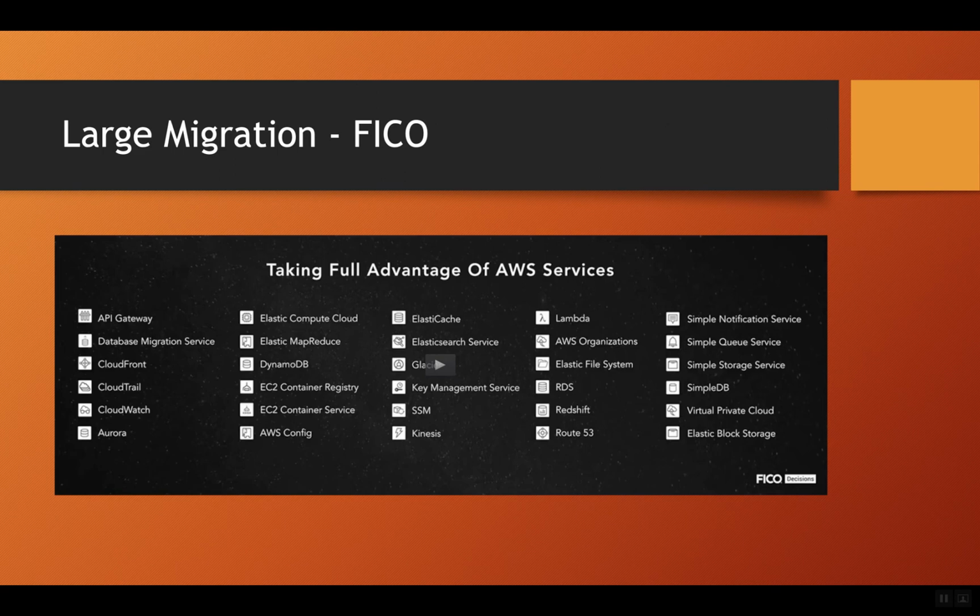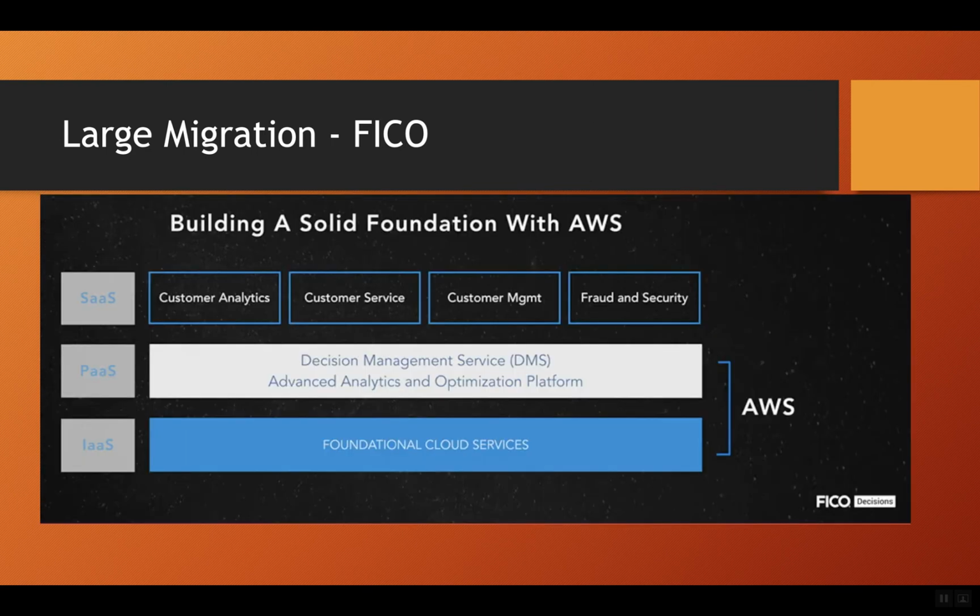Glacier, Key Management Service, SSM, Kinesis, Lambda, AWS Organizations, Elastic File System, RDS, Redshift, Route 53, Simple Notification Service, Simple Queue Service, Simple Storage Service, SimpleDB, Virtual Private Cloud, and Elastic Block Store.